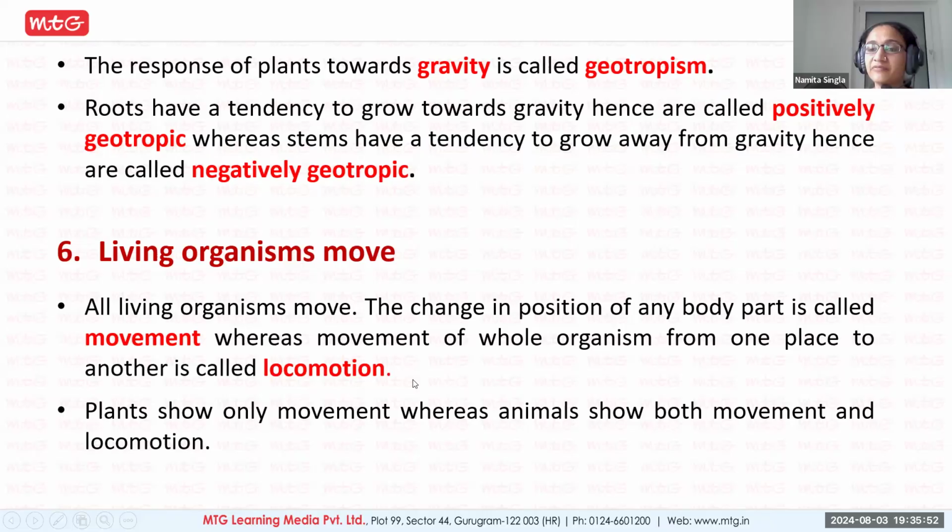Now animals and we human beings, we show movement as well as locomotion. Whereas plants on their own cannot move from one place to another. So plants show only movement of the parts. Like roots, they grow towards the soil. Shoot grows in height and it grows away from the soil towards the sunlight. Then the sunflower responds towards the light. It moves towards the sunlight. Then the touch-me-not plant, when we touch it, leaves droop down. So these are some kinds of movements which are shown by plants, but locomotion is not shown by plants.